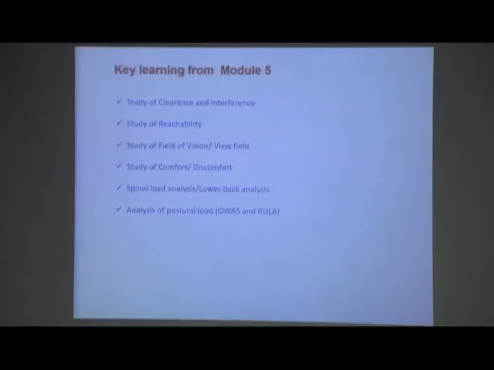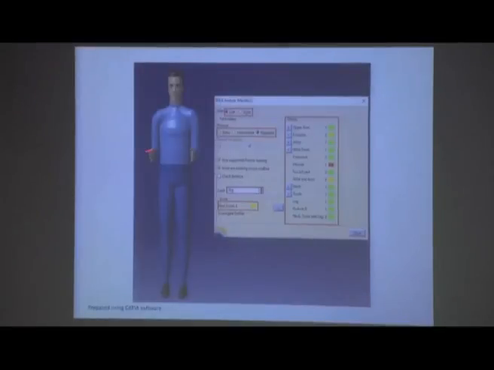So in this way, with digital human modeling software, we just discussed with the example of JACK software and CATIA software, but most digital human modeling software has the capability of evaluating this type of postural load using various postural evaluation tools like ruler, REBA, OWAS.